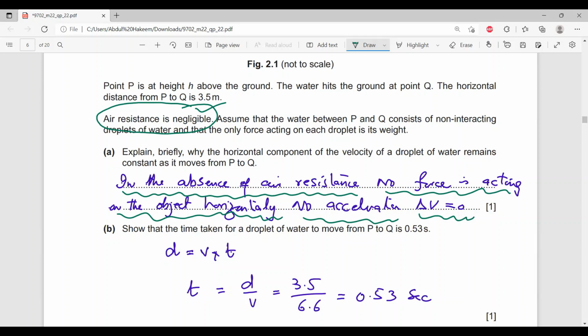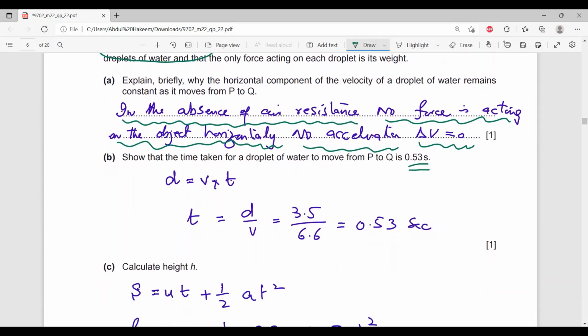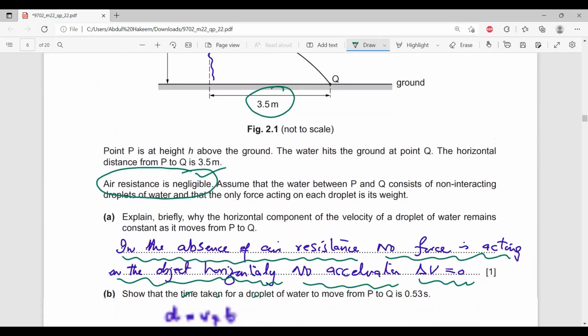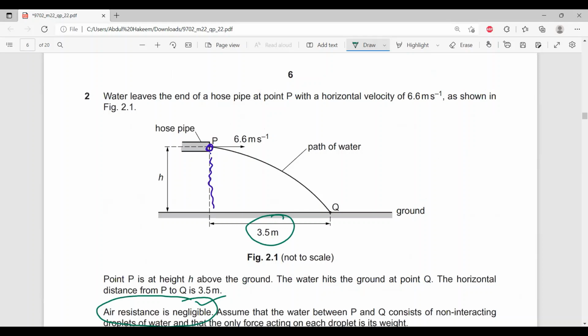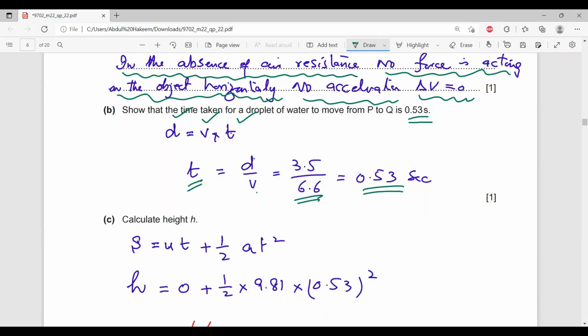Next, show that the time taken for the droplet of water to move from P to Q is 0.53. Look, horizontal velocity is constant, so the distance is velocity times t. Time is distance divided by speed because there is no acceleration. Horizontal distance is given, 3.5, and the horizontal velocity is given here, 6.6. So the answer is 0.53.